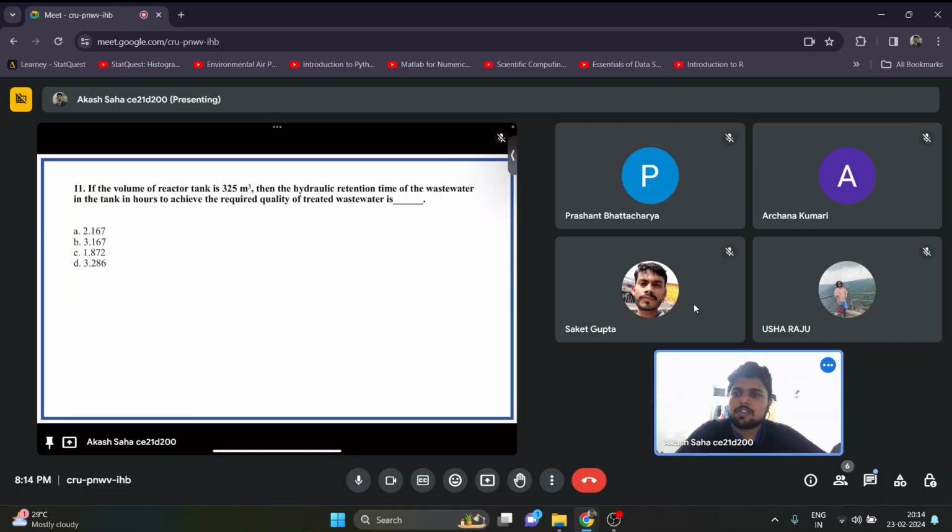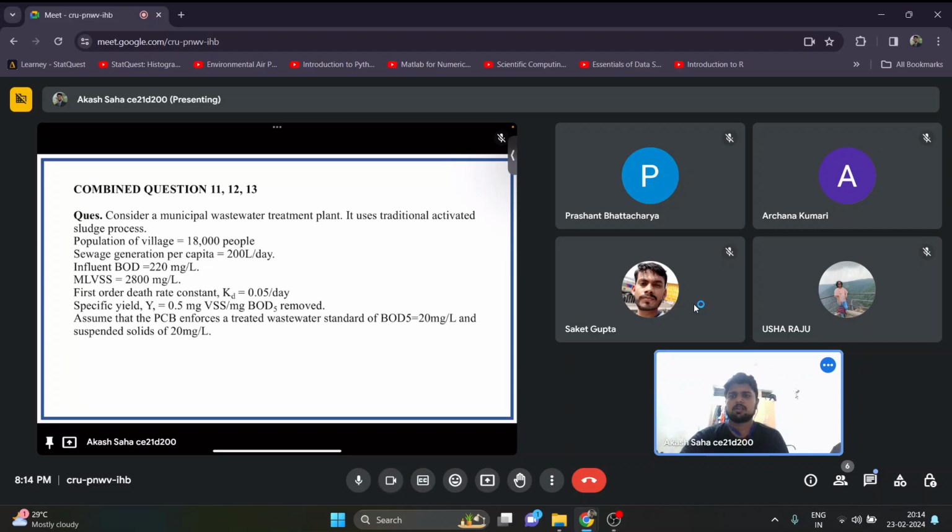In the first question it is asked that if the volume of the reactor is 325 meter cube, then the hydraulic retention time of the wastewater in the tank, in hours, to achieve the required quality of treated wastewater is. Yes, I'm just discussing the question. Volume is given, 325 meter cube. We have to find the hydraulic retention time in hours. Hydraulic retention time is theta. So V is 325 meter cube, and we have to find theta.